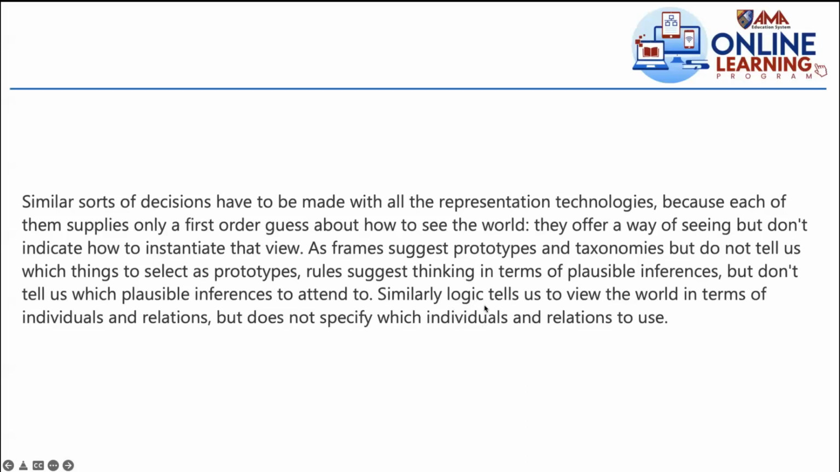Similarly, logic. That's another technique of knowledge representation, logical representation. Logic tells us to view the world in terms of individuals and relations, but does not specify which individuals and relations to use. So this is like the thing mentioned, no? It accumulates in layers. So there's a second layer to be answered, decisions to be made regarding that. Because you really have to decide that in your program. Okay, so that's the idea here.